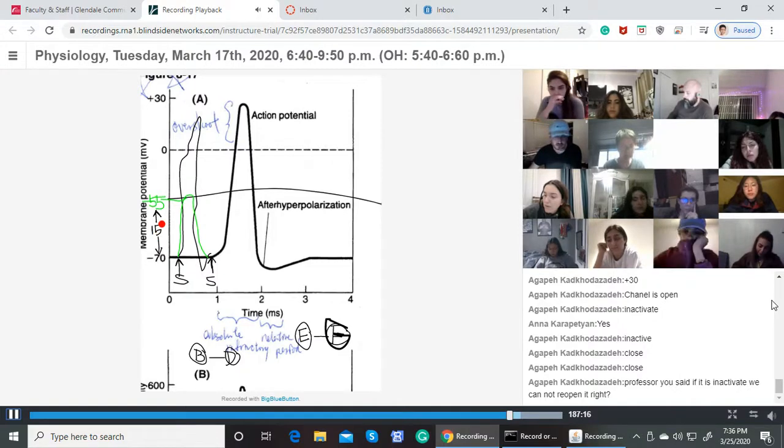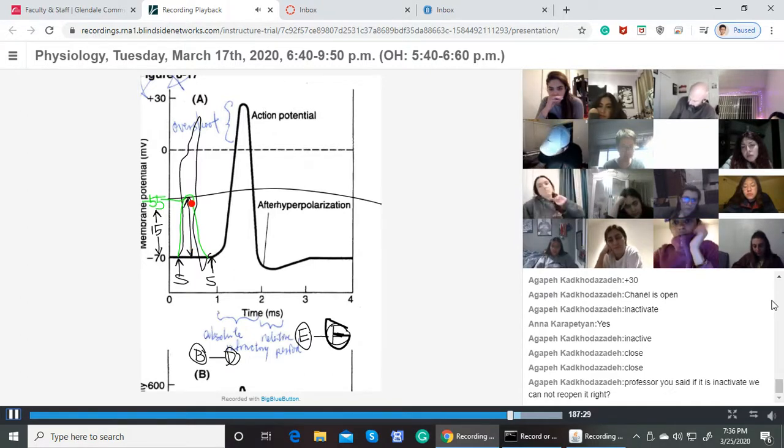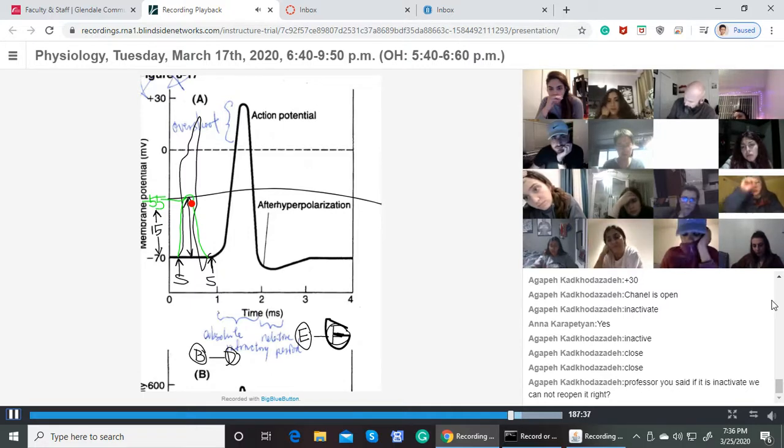What's the meaning of that? That means the amplitude. The amplitude of the graded potential is 15. Is that clear? The amplitude of the graded potential triggered by stimulus S is 15, so that it can reach the threshold and become an action potential.